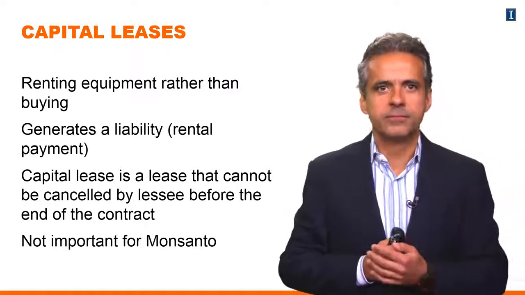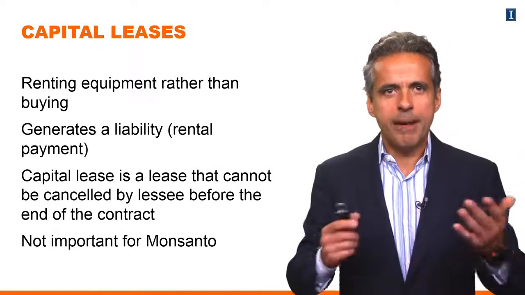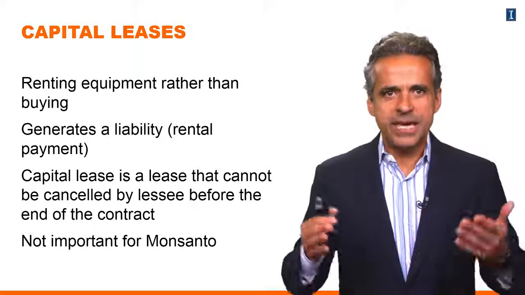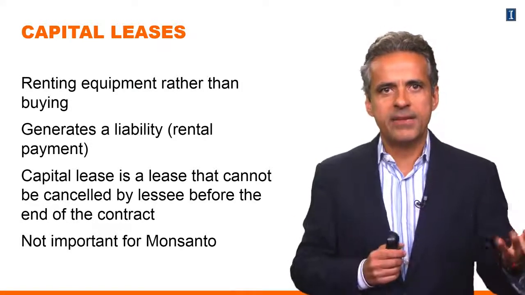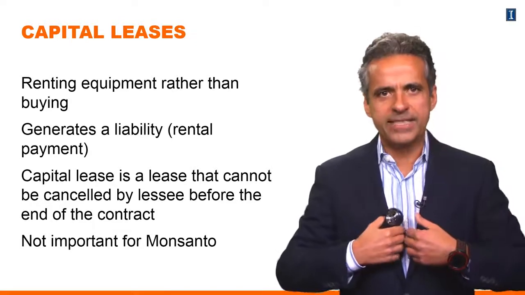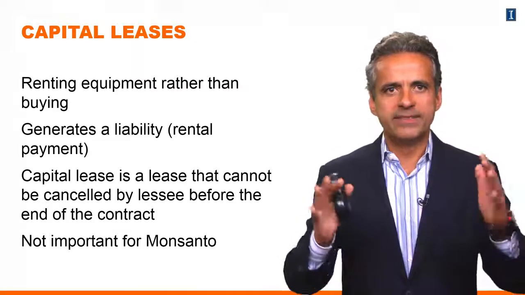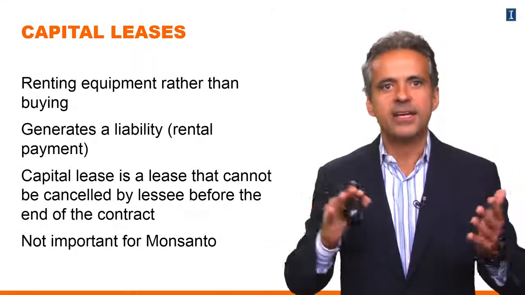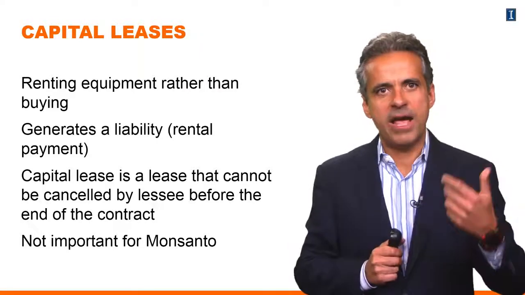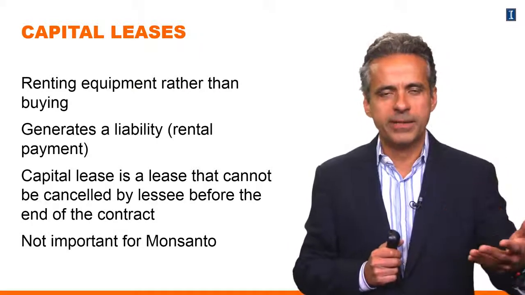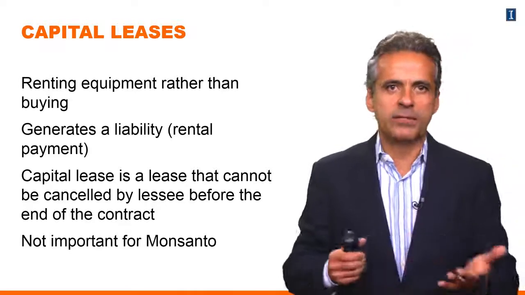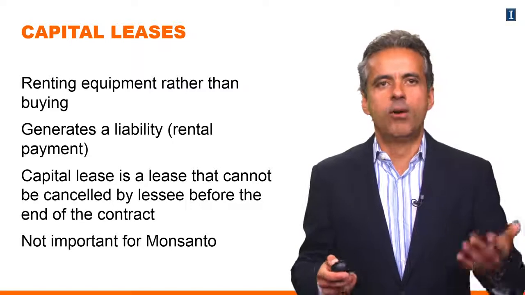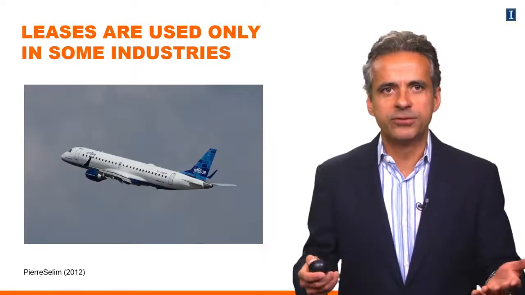The capital lease that you see in Monsanto's balance sheet is a lease that cannot be canceled. The lessee is the company who rents the equipment. So we call the lease a capital lease if the lease cannot be canceled before the end of the contract. So it has this liability component. If you have this lease, you have to make the rental payment. However, for Monsanto, if you look at the data, Monsanto actually didn't have any leases. Capital leases are only going to be important in certain industries like airlines.